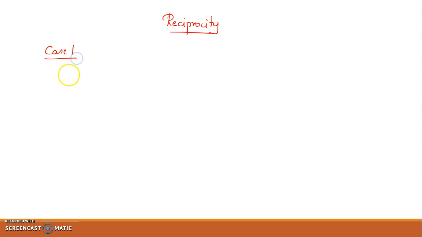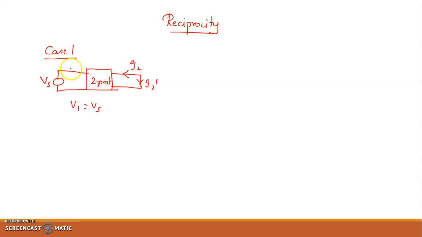I am taking case 1. I have the network, and I connect my excitation at the input side, that means the source is connected at the input side, and I take the output from the output side. Let this be I2 dash, this be I2. I hope you are remembering the Z parameter case. So this is a two-port network. Here also I can write V1 is equal to Vs itself, since there is no resistance between the paths, and V2 is equal to 0 since there is a short circuit, and I2 is equal to minus I2 dash.